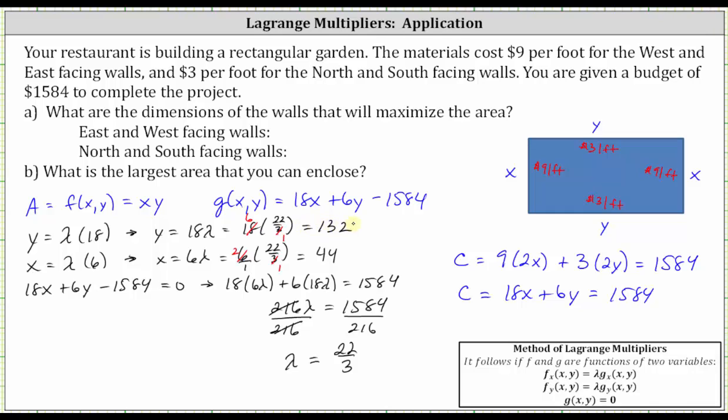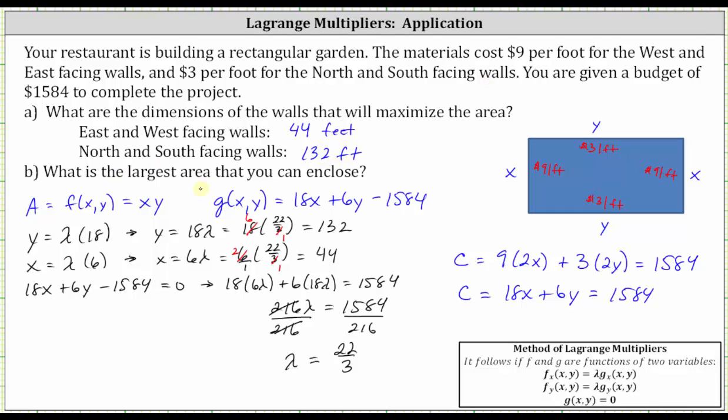So now we know the dimensions that will maximize the area. The east and west facing walls have a length of x, which is 44 feet. And the north and south facing walls have a length of y feet, which is 132 feet.